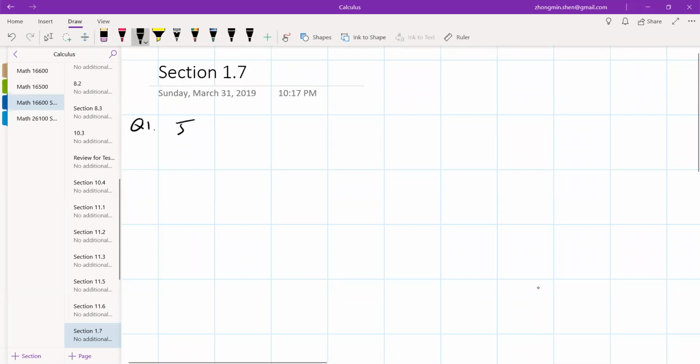Given the series sum of (n minus 1) over (n cubed plus 1), we check whether this series is convergent or divergent. When you see this series, first of all, you notice that all the terms are non-negative. So you can use some tests for series with non-negative terms.